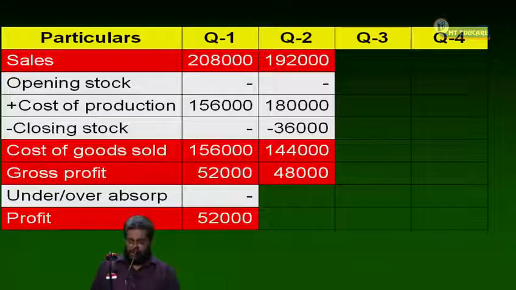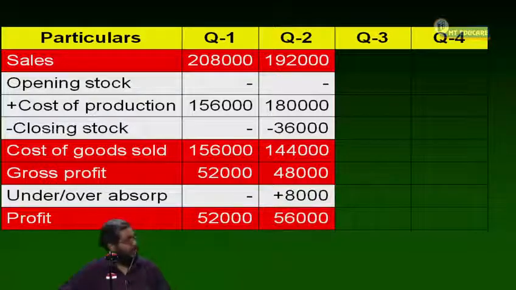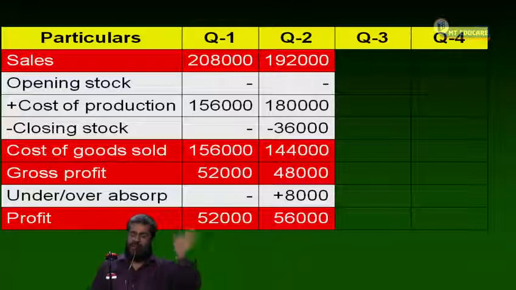Is there under or over absorption? Yes, over absorption. Look at the first working note here. How much is it? 8,000. Over absorption, so add 8,000. The profit is 56,000. Respond yes or no? Next, come to quarter 3. How many units am I selling in quarter 3? Everybody, how many units am I selling?